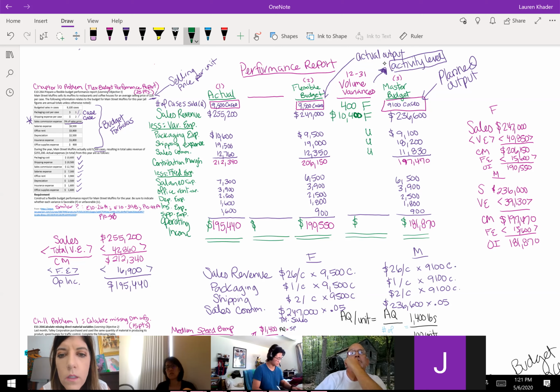Packaging expense. When we sell 9,500 cases, it's 9,500 versus what we planned to expense, 9,100 in packaging expense. The dollar difference is 400, unfavorable.